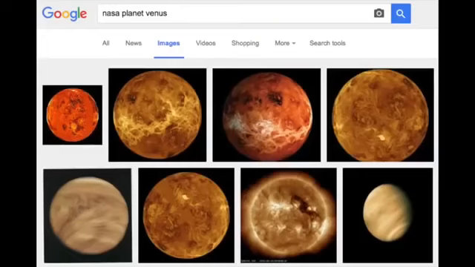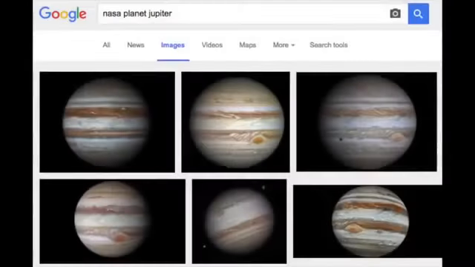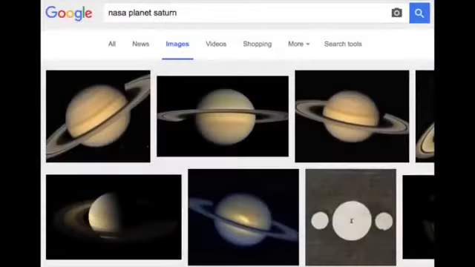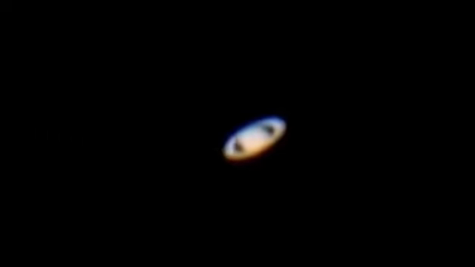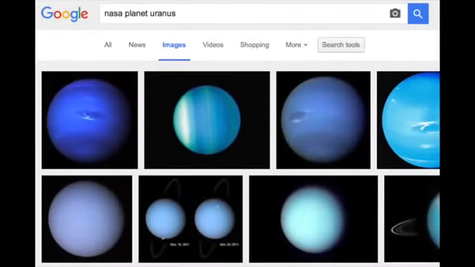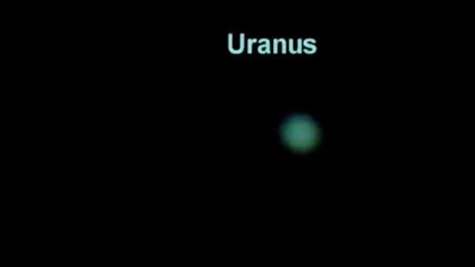Here is a picture of how NASA shows Venus. Now here is how Venus actually looks. Here is how NASA shows Jupiter. And here is a close-up of how Jupiter actually looks. Here we have a NASA image of Saturn. And here is a close-up of how Saturn actually looks. NASA again with their depiction of Uranus. And here is a close-up of how Uranus actually looks.